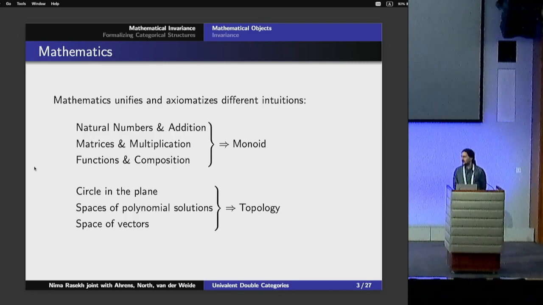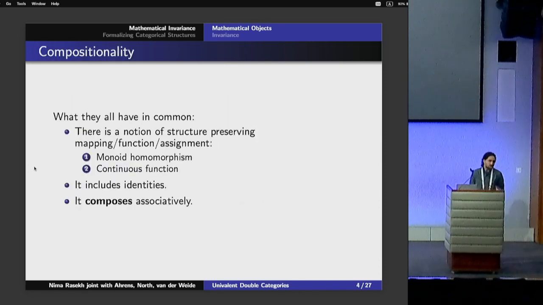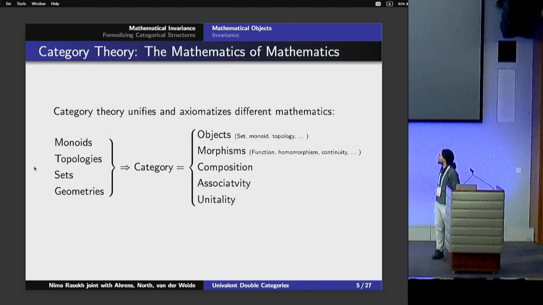By now we have a lot of different mathematical objects. So what we want is a mathematics for mathematics, i.e. some kind of unifying principle for different mathematical objects. And what is the principle for that? I think a good one is compositionality. A lot of common mathematical objects have some notion of assignment or mapping or morphism, whatever you want to call it, and they are usually composed unitally and associatively. That's precisely captured by the notion of a category: it's objects and morphisms, and those morphisms compose in a nice way. So in some sense, we can think of category theory as a mathematics of mathematics.